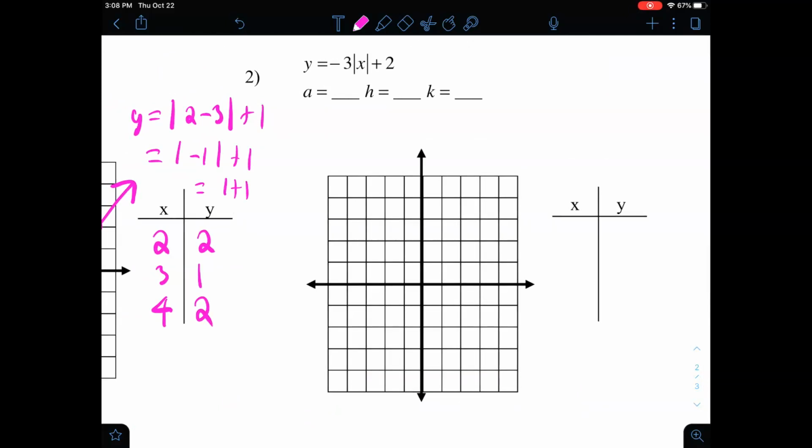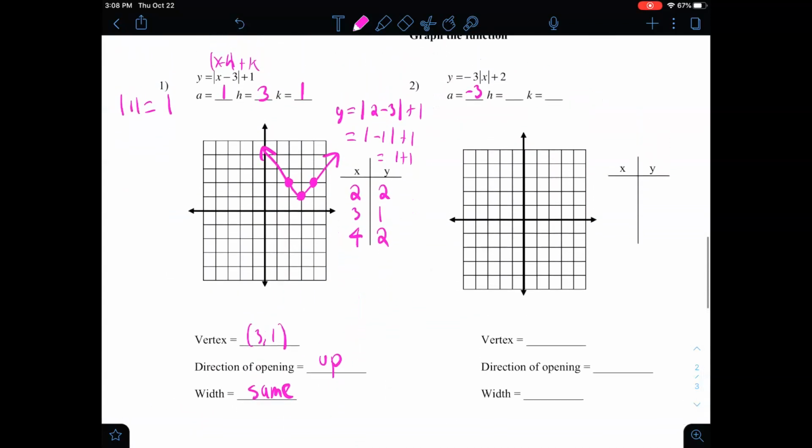Okay. All right, number 2. y equals negative 3 times the absolute value of x, all plus 2. What's our a value? It's going to be negative 3. Why don't you guys give this one a try on your own and see how you do compared to the last problem. Go ahead and give it a try.